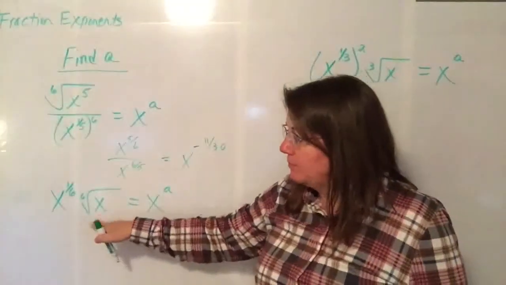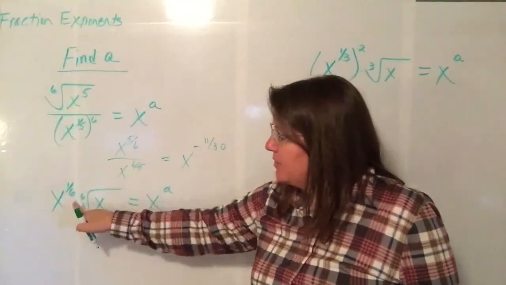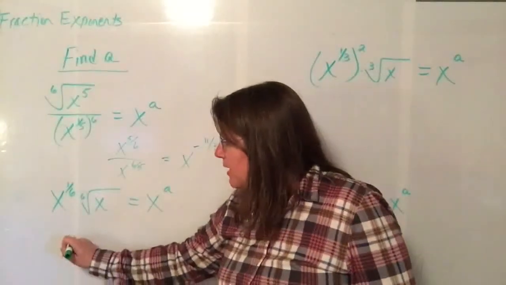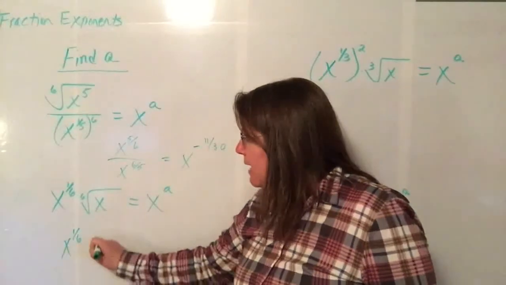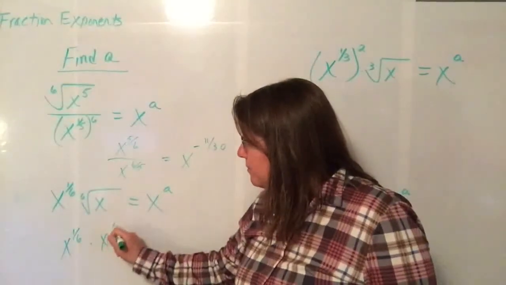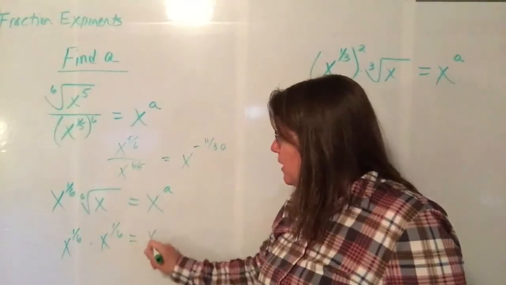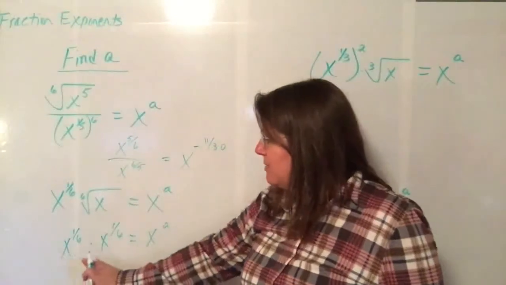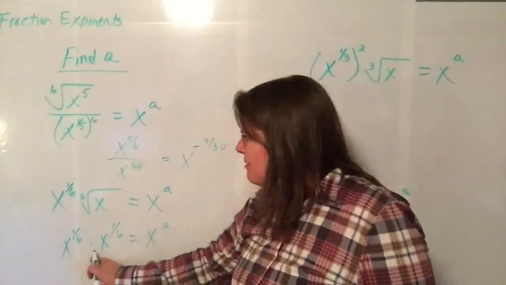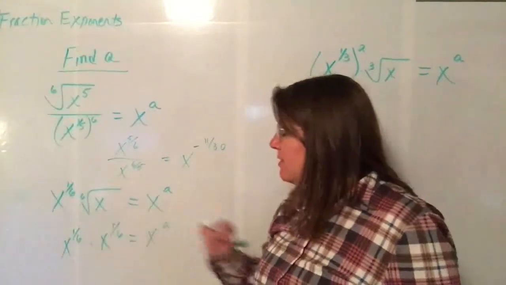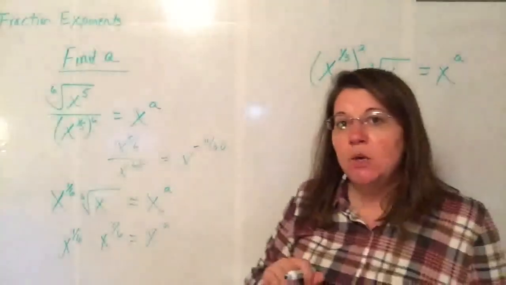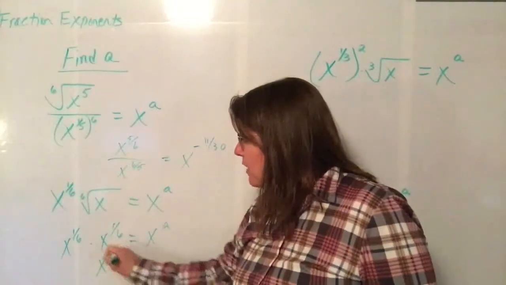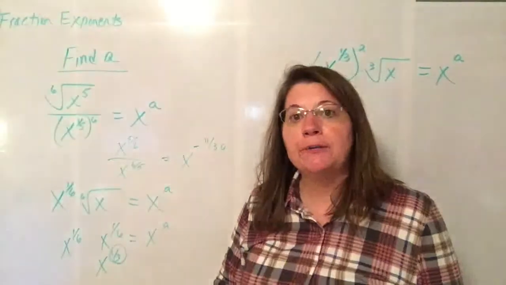In this one, I've got x to the 1/6 times the 6th root of x. Well, the 6th root of x needs to be converted to a power of x. So we've got x to the 1/6 times x to the 1/6. In order to figure out what my a value would be, I keep the base and add my exponents. So 1/6 plus 1/6 is 2/6, which is 1/3. So on the left we have x to the 1/3, so that means A is 1/3.